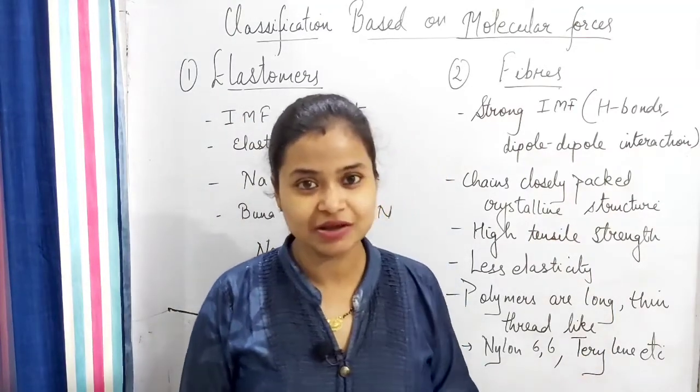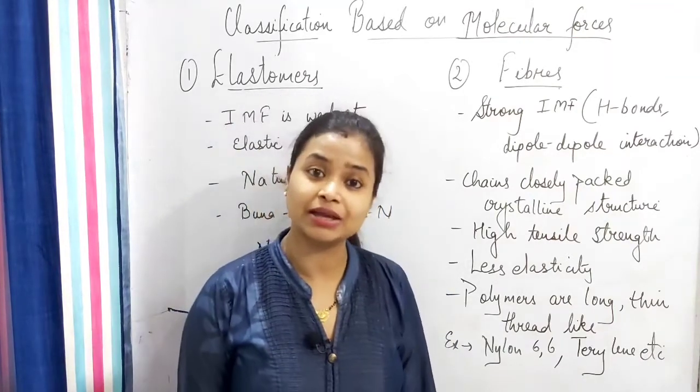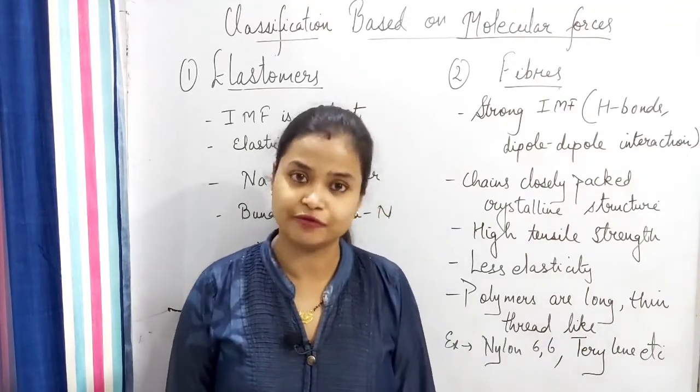Nylon 66 we have seen. Remember what were the monomeric units? Hexamethylene diamine and adipic acid. Okay, and terylene, etc. Terylene we will see further.